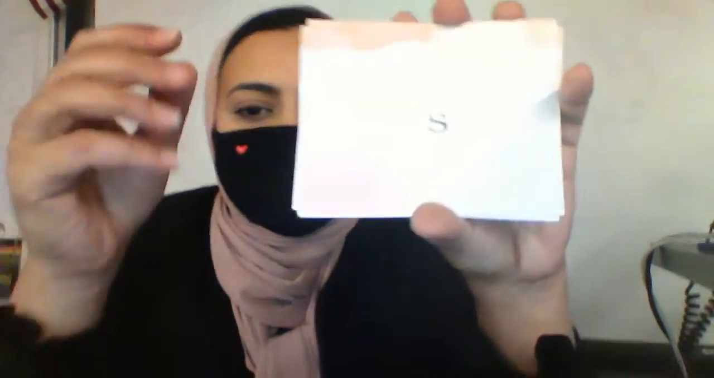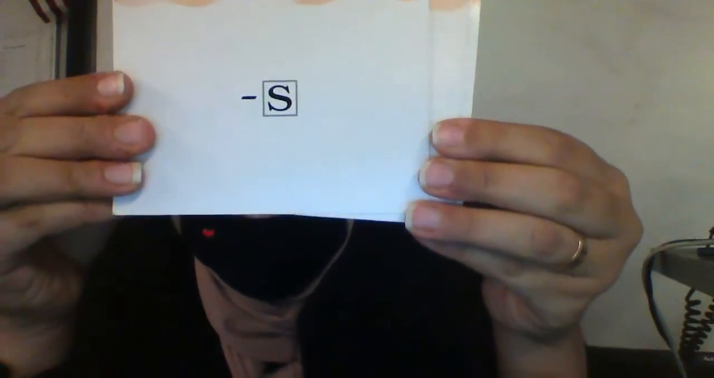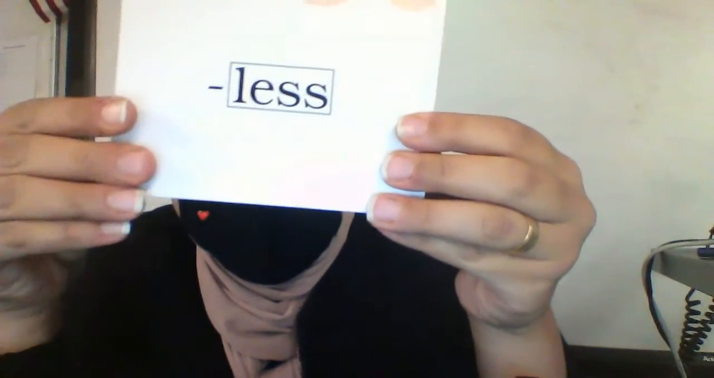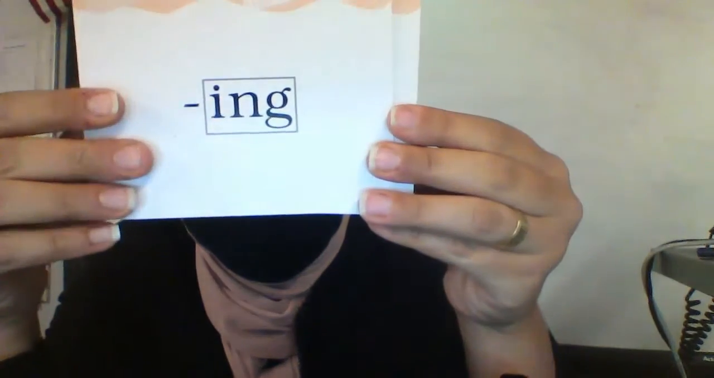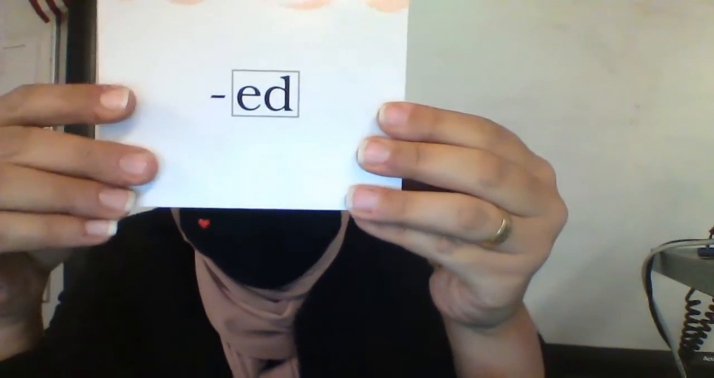Digraph E. Good job. You remember that those are digraphs. How do we code digraphs? Underline them. Very good. Okay, our affix cards, they're suffixes. Suffixes are in the beginning or the end? The end. Go ahead. Suffix S. Suffix E-S. Suffix I-N-G. Suffix E-D. Very good. Very quick.